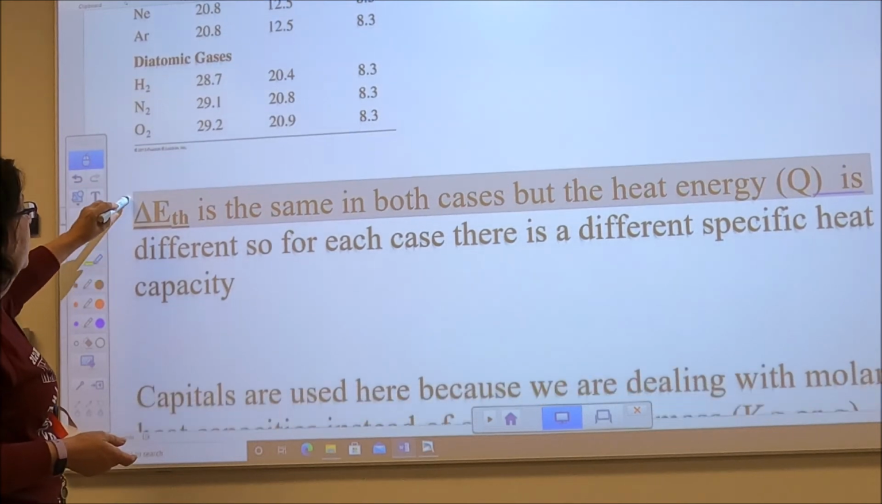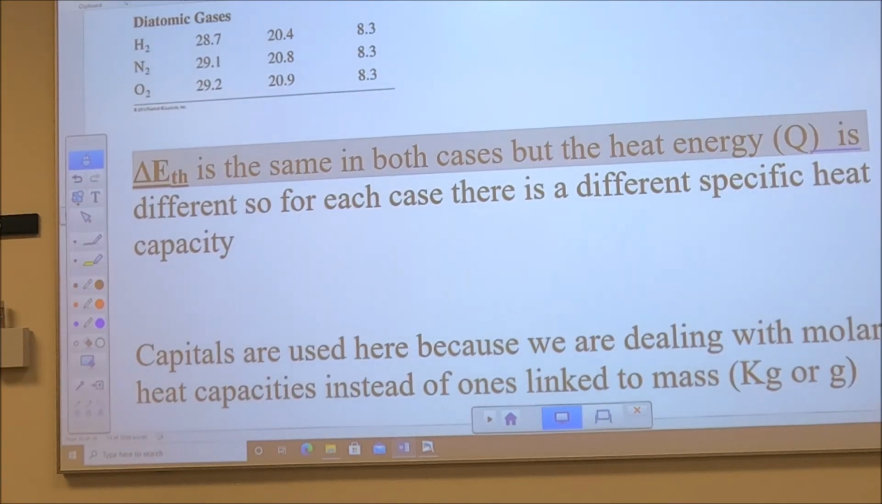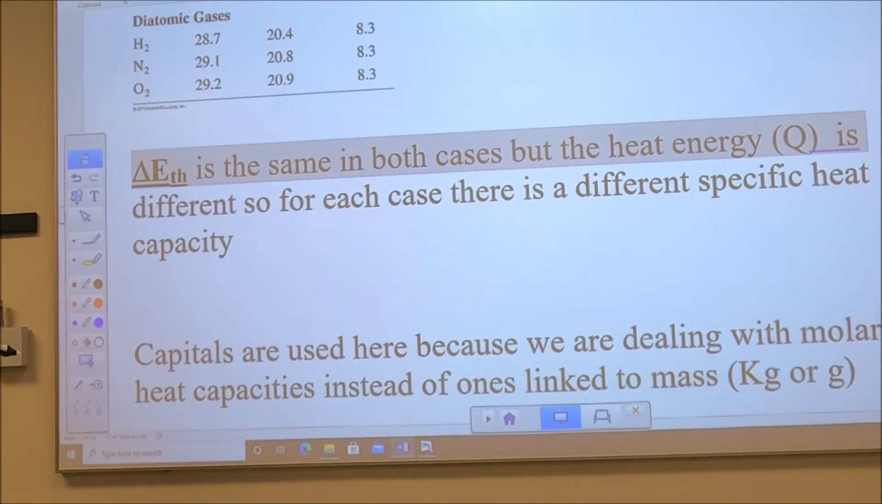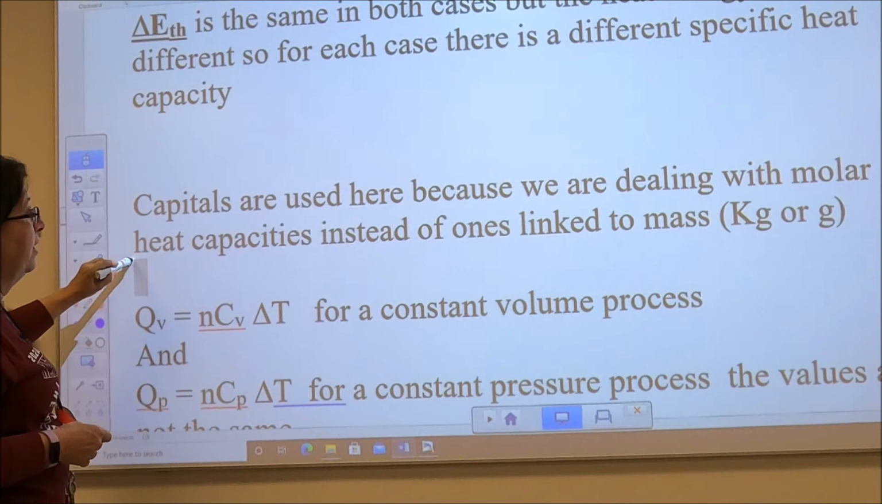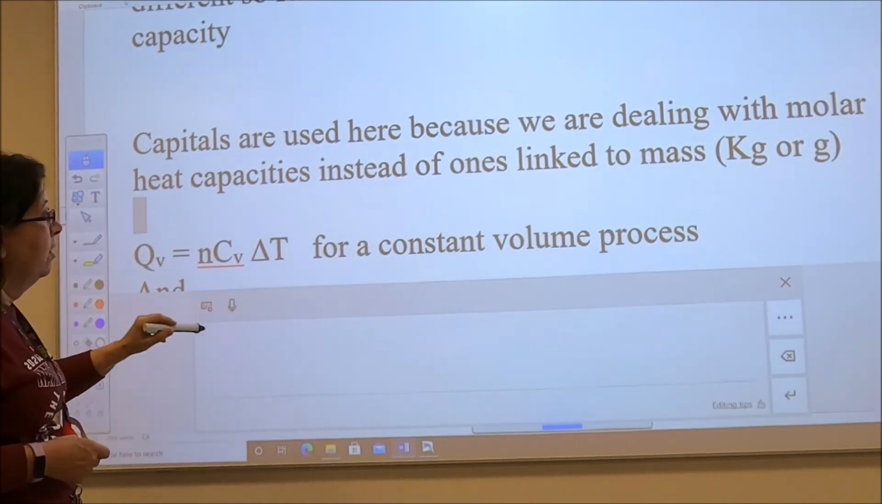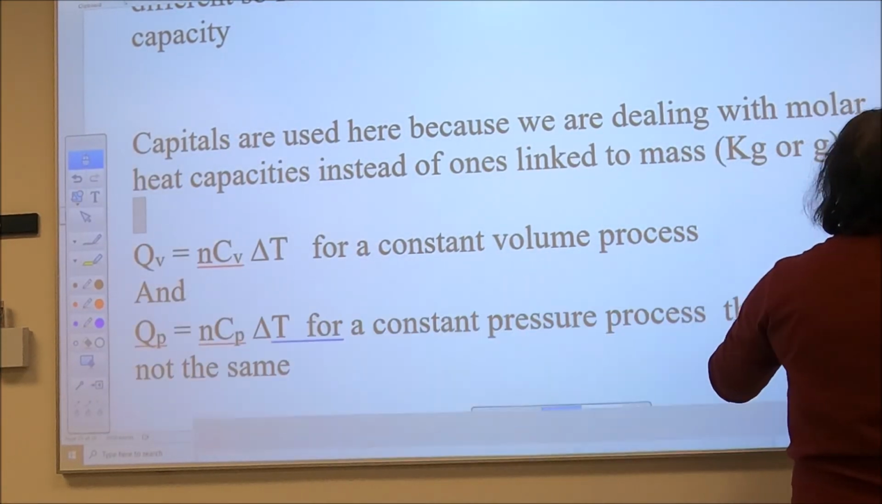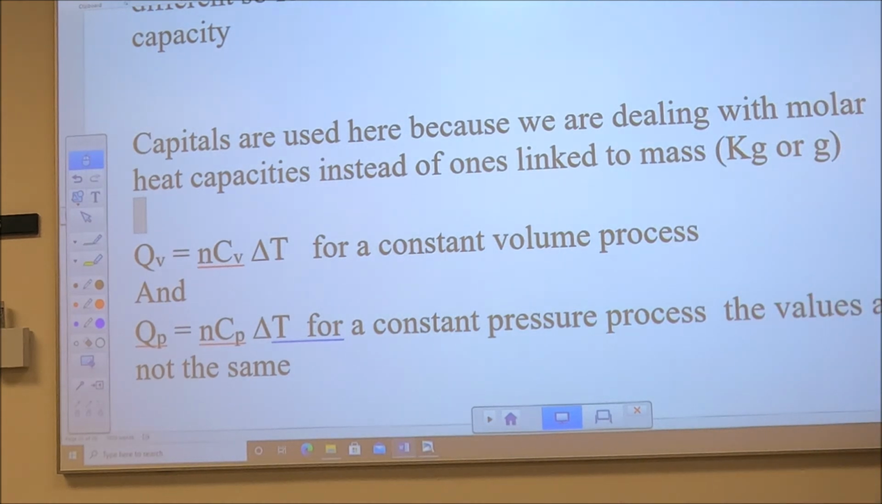Okay? So delta E thermal is the same for both cases, but Q is different between the two. Capitals are used because we're dealing with molar heat capacities, not dealing with kilograms. So Q_V is equal to n C sub V delta T for a constant volume process. Q_P is equal to n, the number of moles of gas particles, C sub P delta T for a constant pressure process. Okay?